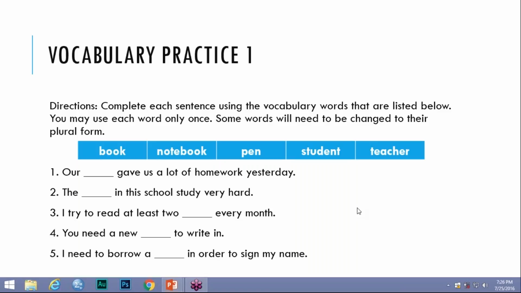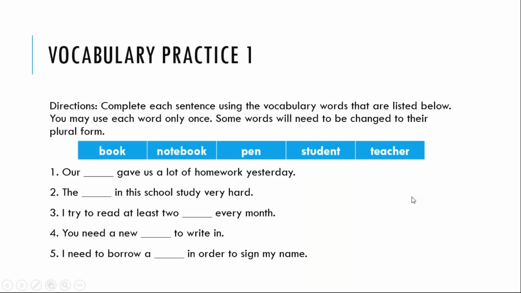Okay, very good. Now, for number two, the blank in this school study very hard. The blank in this school study very hard. The answer is, very good, yes, students. And if you notice, guys, that's what I'm talking about. You have to make it plural. It has to be plural. The students in this school study very hard.